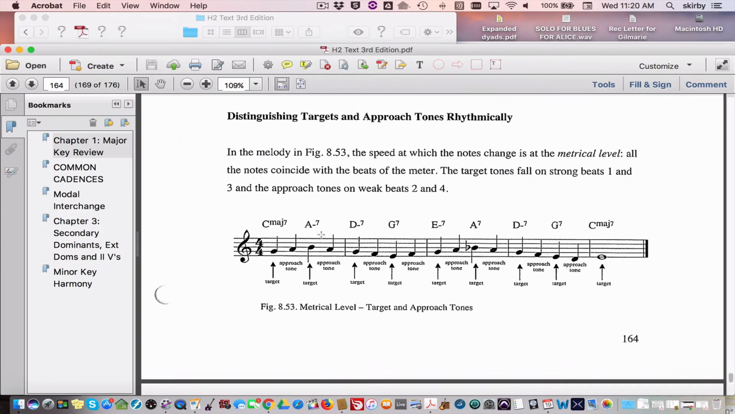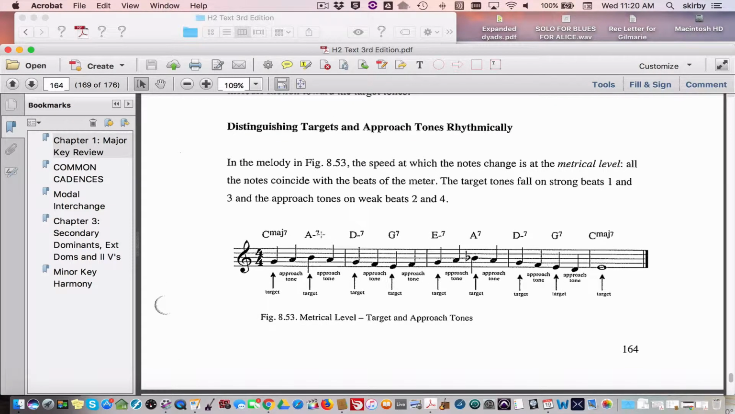So the first thing to be aware of is that melody-harmony relationships depend a lot on where the notes are placed in the metrical structure, or what we call the metrical level. In 4/4, the metrical level is quarter notes, and the concept that we have to really be clear on is that in a group of 4, 1 and 3 are heard as strong or as definitive, and 2 and 4 are heard as transitional in nature.